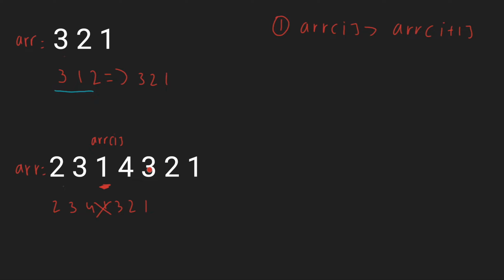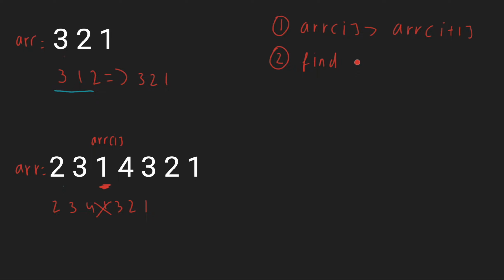So it means that we need to find a number, starting from the end of the array, that is greater than our current element. So we can define our second rule. What's our second rule? Our second rule is we need to find the j, right?